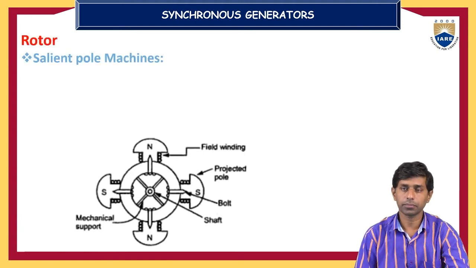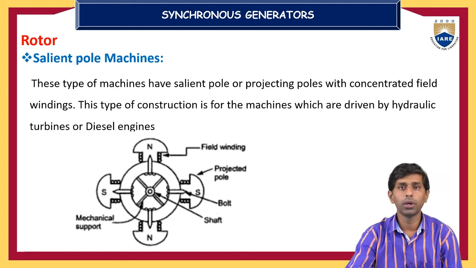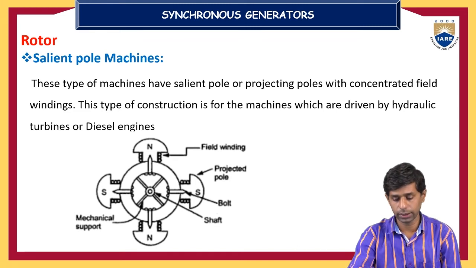The rotor of a synchronous generator is generally of two types: salient pole type rotors as well as non-salient pole type rotors. Salient pole type machines, or projecting pole type machines, are very simple, and the number of poles is more compared to the non-salient pole type. This type of construction is for machines driven by hydraulic turbines or diesel engines, where the speed is very low compared to thermal power stations. So the number of poles is more.